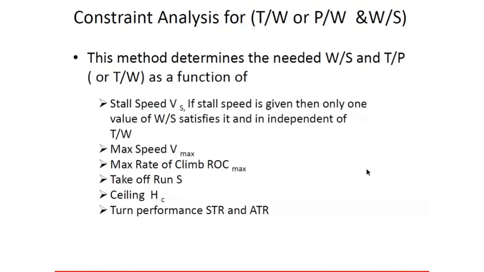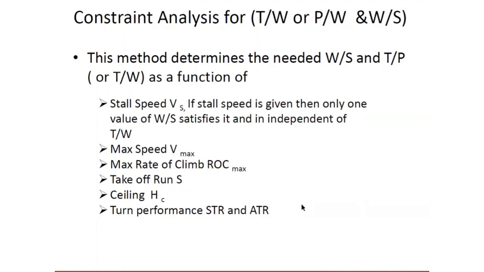And just as a quick recap, these two, wing loading and thrust to weight ratio, dictate what the stall speed will be. If the stall speed is given, then only one value of W/S satisfies it, and it's independent of T/W. Maximum speed depends on thrust to weight ratio, as do rate of climb, takeoff run, ceiling, and turn performance, both sustained and instantaneous turn rate. All of them depend to a large extent on thrust to weight ratio and wing loading. So how do we come to a reasonable choice of a combination of W/S and T/W is what we are going to talk about today.